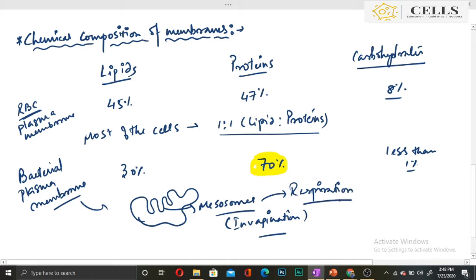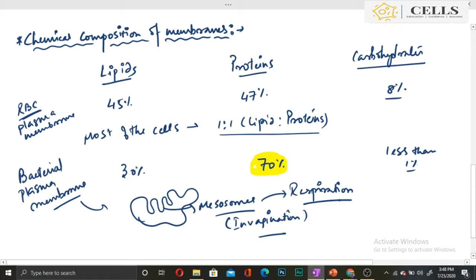What function the inner membrane of the mitochondria performs for respiration, that function is being performed by the plasma membrane. For that you need a lot of proteins in the plasma membrane. For respiration you need a huge amount of enzymes, and maximum enzymes are proteins, and these are all present in the plasma membrane.